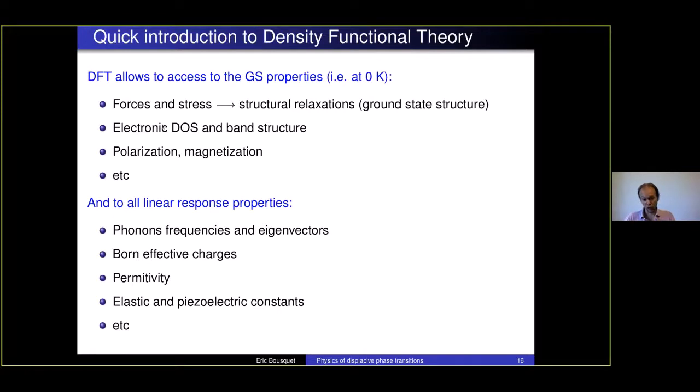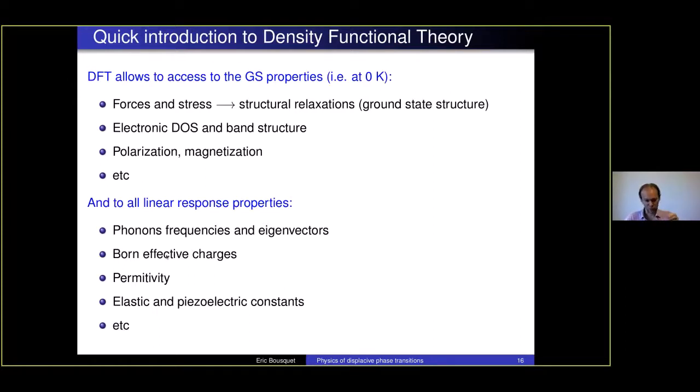Then, because we have the electronic density, we can also compute the density of states and the electronic band structure. We can also compute ground state properties like the polarization, magnetization, and so on. And then we can also have access to linear response properties and even non-linear response properties. All these linear response properties are going to be useful because the second energy derivative with respect to atomic position gives rise to the phonon frequencies and eigenvectors. That's going to be really useful in our case.